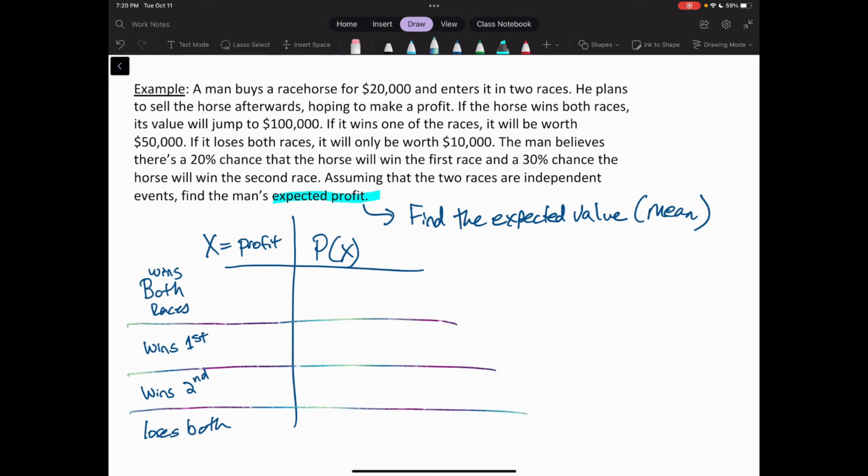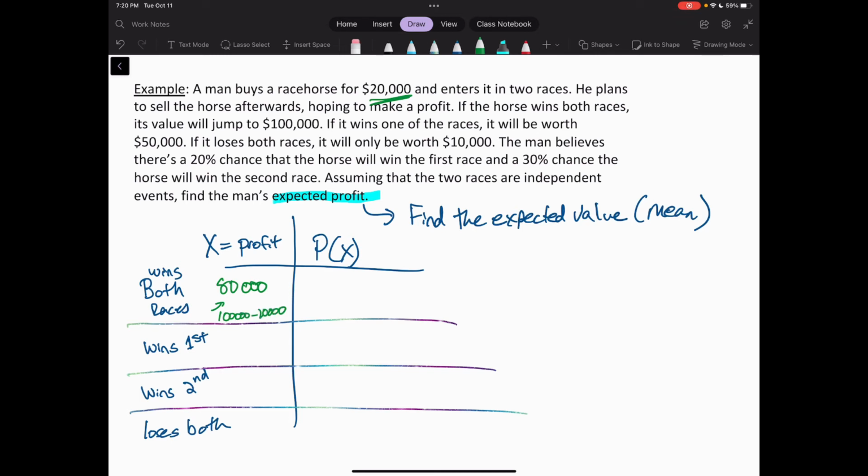As far as our profit, the key word once again is profit. Profit means what's left over after you subtract away what you paid. For instance, if he wins both races, he wins $100,000. But how much did he pay for that horse? He paid $20,000. So the profit he would get from winning both races would be $80,000. That came from taking the $100,000 and subtracting away $20,000.